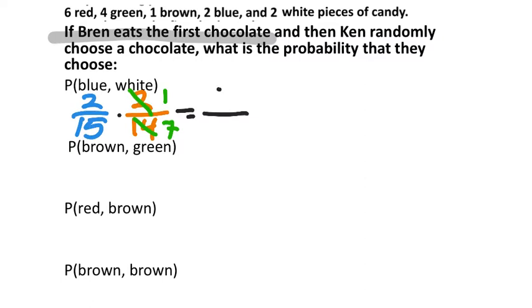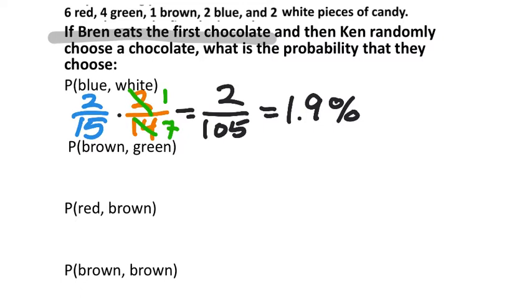2 times 1 in the numerator is 2. 15 times 7, just put that in the calculator. I think it's 105. Yeah, 105. So 2/105, but we need that as a decimal first to change into a percent. I get 0.019047619, so I can make that 1.9%. Of course, that's rounded to the nearest tenth.